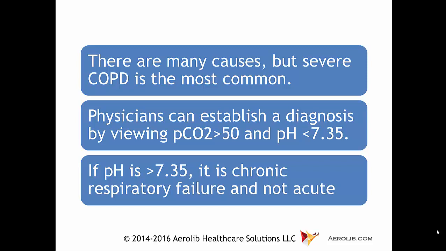There can be multiple causes of acute respiratory failure, but severe COPD is the most common one. Physicians easily establish a diagnosis by looking at the patient. Subjectively, they know that the patient is in acute respiratory failure, and also by looking at the ABG with PCO2 more than 50 and a pH less than 7.35. If the pH is more than 7.35, it would actually be chronic respiratory failure and not acute.